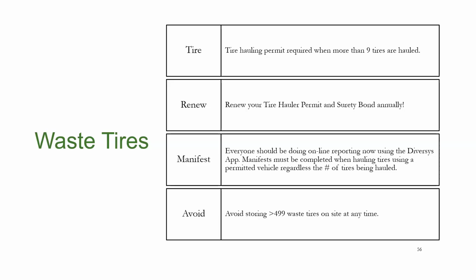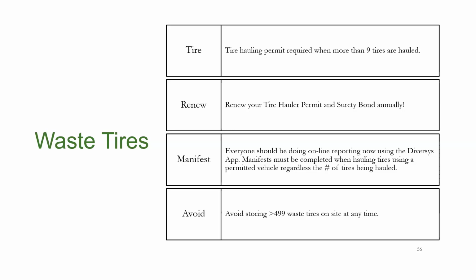So as you are manifesting it, you're going to show on the manifest that you brought it to your location, and that report eventually feeds into the tire enforcement group, and they're going to come back to you and say, why did you store that many tires? Because you're not permitted to do so. One thing that can help you with your tire collections, and this goes into the tire amnesty events, is that anybody can haul 9 tires or less.